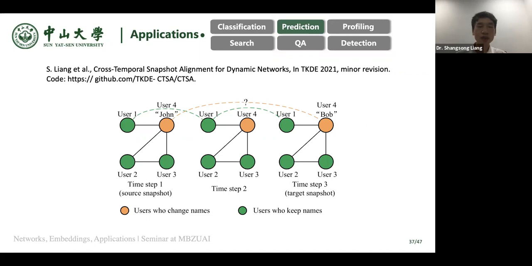For instance, for some nodes, user one, they have the same ID, we know that, but some nodes change their names. Can we predict if they are still the same person? We call it network alignment. What we need to do in this paper is to get the embedding of the nodes from time to time and check the embedding of the nodes across the time steps.